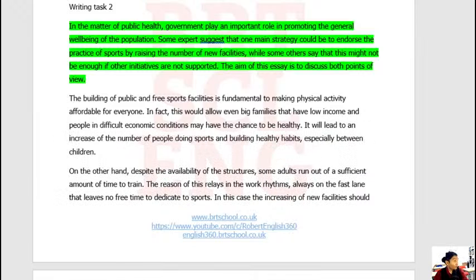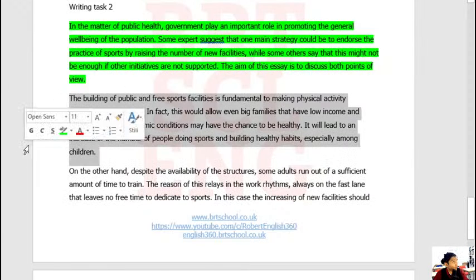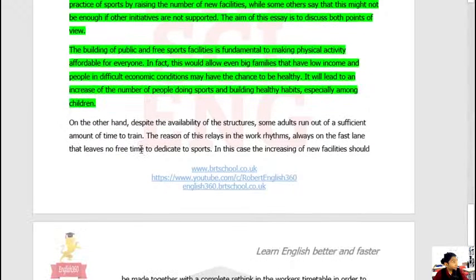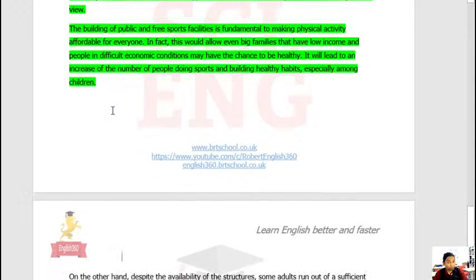an increase of the number of people doing sports, yes, and building healthy habits, correct, especially among children, because when you have more than two, you use among. At this point, this is correct. Bob's your uncle. Let's move on. Let's just go down.